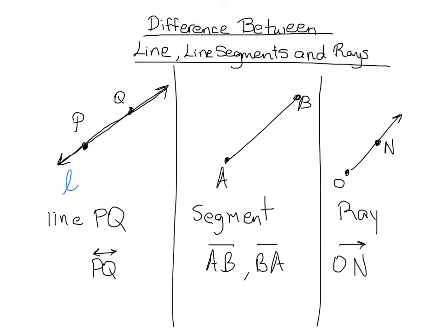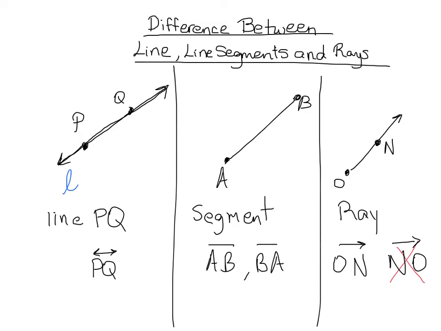Alright, we could not write NO. That's kind of funny that the word no came up there. But we could not write NO because our ray is going from here infinitely in that direction. It's not going from N infinitely in that direction. So we have to go from the endpoint, O, and name it ON in that direction. Alright, so that pretty much covers the differences between a line, a segment, and a ray.